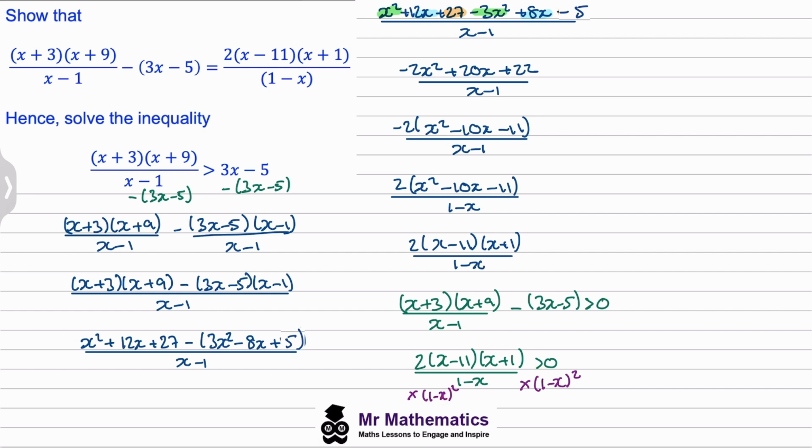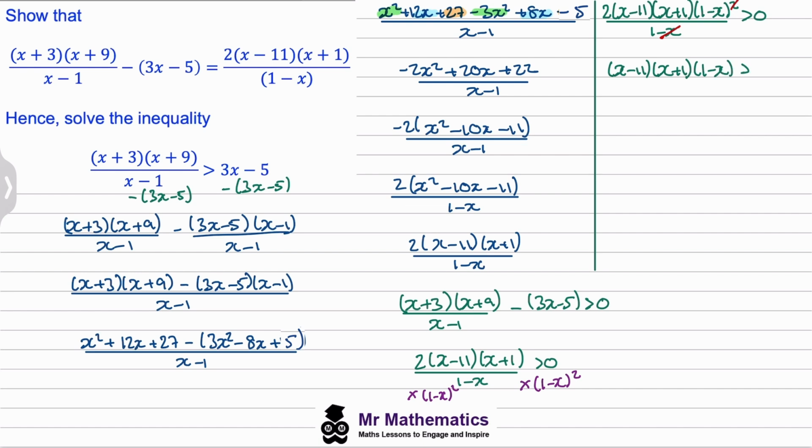And when we multiply this by 0, we get 0. So now we'll get all of this. And we know this power of 2, well, one of them will cancel with this one. So I'll tidy up this left-hand side. And then we can divide both sides by the 2, and that will cancel with a 0. So we'll get x minus 11 multiplied by x plus 1 multiplied by 1 minus x. And that must be greater than 0.